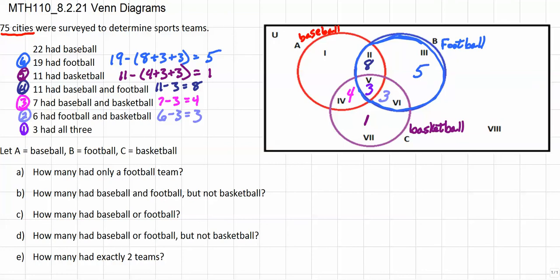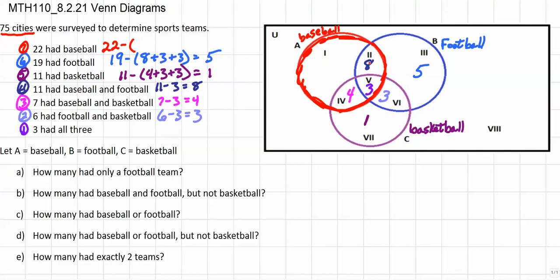Now we'll go to the next statement, which is going to be the last statement. And that's going to be baseball. 22 cities had baseball. Once again, we're taking everything that's in the red ring, because that's what represents baseball. And we're going to subtract that from 22.